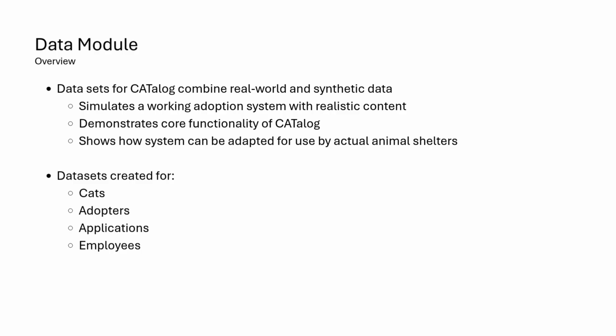For the data module, we created a combination of real-world and synthetic datasets. This allowed us to simulate a working cat adoption platform with realistic information, while also demonstrating the system's core features in a customizable way. The structure we used also makes the system adaptable for use by actual animal shelters, should they choose to implement a similar tool. We created datasets for four key entities: cats, adopters, adoption applications, and employees, which plays a role in powering the back end and supporting functionality throughout the system.